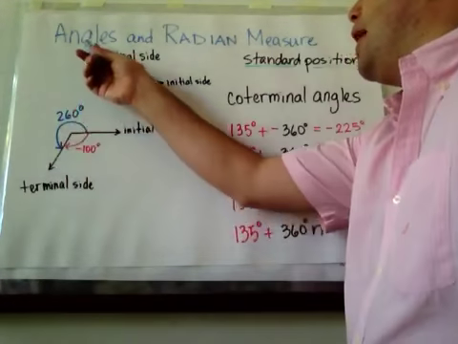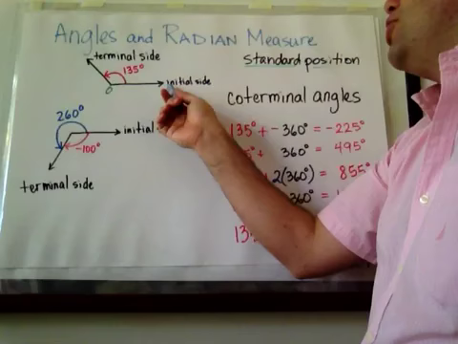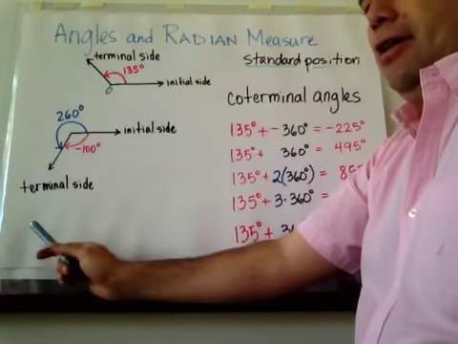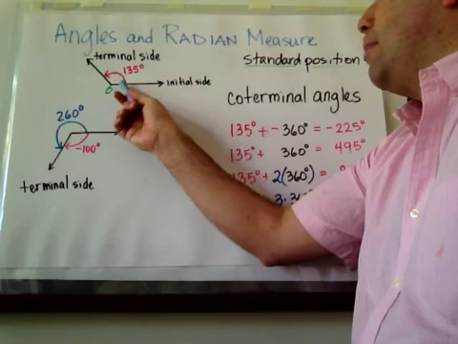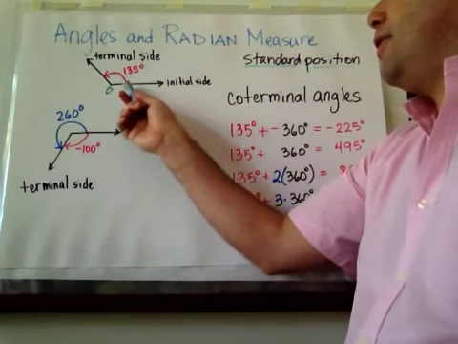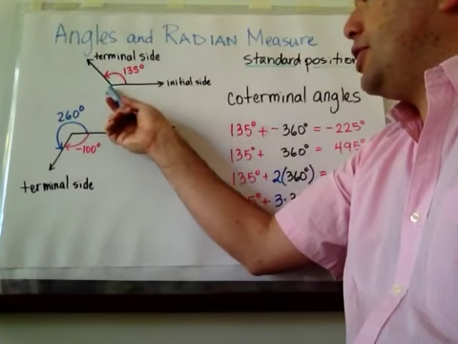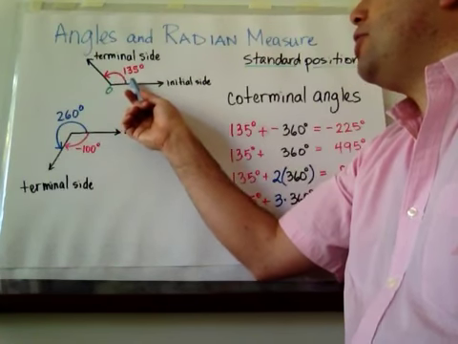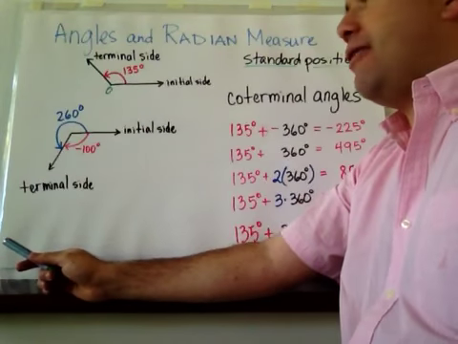Okay, I'm going to talk about angles and radian measure. An angle has an initial side and a terminal side. If the initial side is the positive x-axis and the vertex of the angle is at the origin on a coordinate plane, here's the origin. When we measure the angle counterclockwise, we have a positive angle.